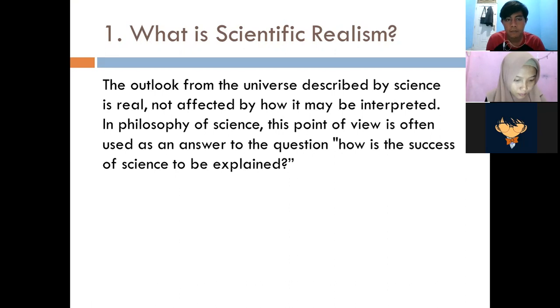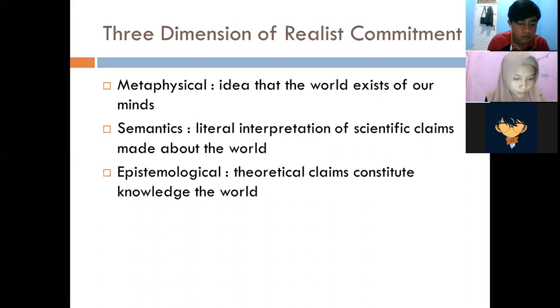So this scientific realism consists of 3 epistemic attitudes: metaphysical, semantic, and epistemological. Next slide, please. Okay, first is metaphysical. Metaphysical is the idea that the world exists independent of our mind. So realism in metaphysics is committed to the mind-independent existence of the world investigated by the science.